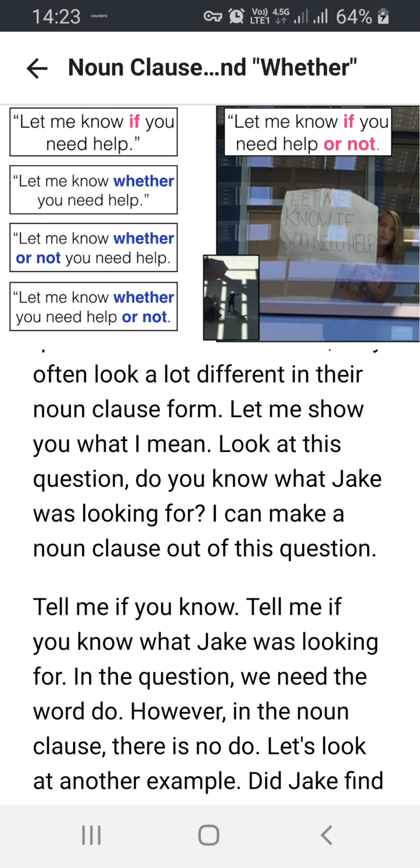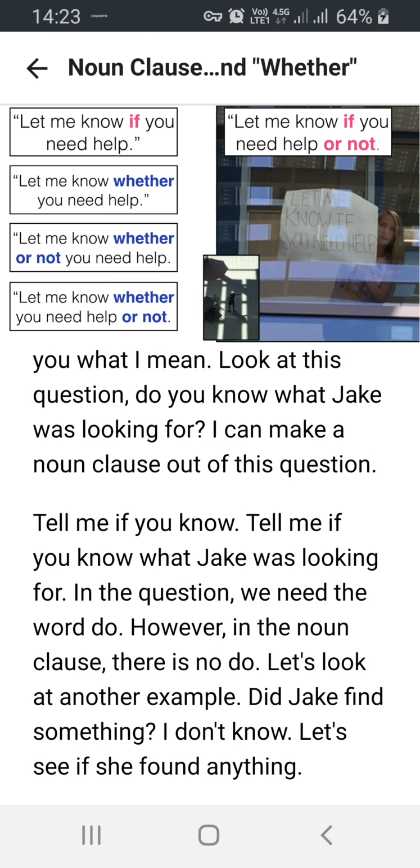It's your choice as a speaker and writer which one you want to use. However, whether is slightly more formal, and if is slightly more informal.